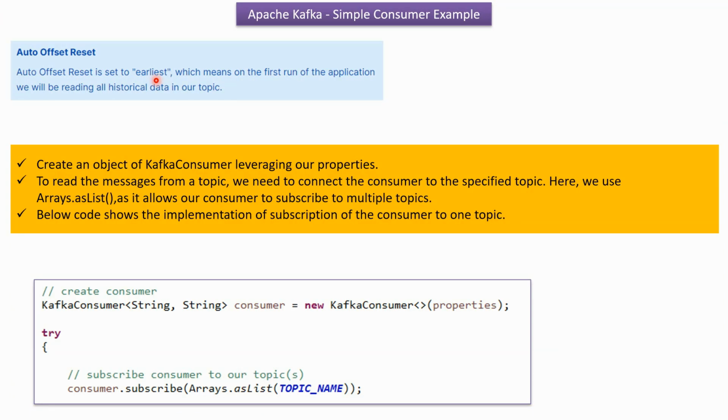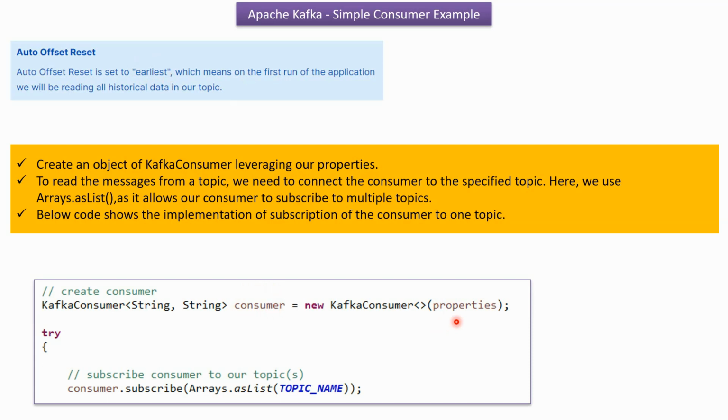In our consumer program, we have set the auto offset reset value as earliest, which means on the first run of the application, we will be reading all the historical data from the topic, which is the animal topic. And here we are creating a consumer object to leverage the properties we have set.